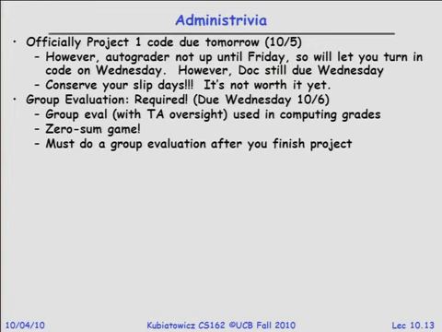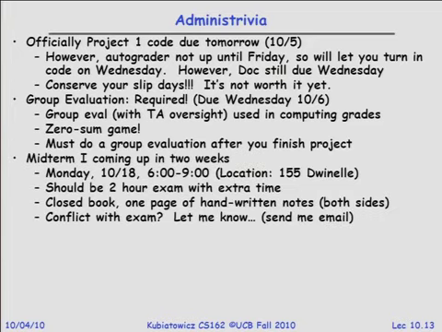Yes, that's true. So it should be a 2-hour exam with 3 hours to do it, although I've been known to give slightly longer than 2-hour exams. Closed book, 1 page of handwritten notes, both sides. Handwritten notes, both sides, 8.5 by 11, not designer-style paper. You're not allowed to microfiche the book or anything and bring a magnifying glass. Those are not allowed either. If you have a conflict with this exam, you need to let me know sooner rather than later. And we do have a location, which is 155 Dwinell.